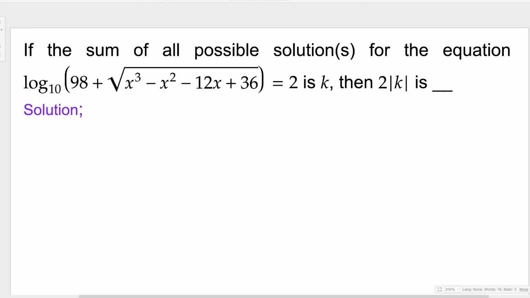So consider this given problem statement. This is the given equation: log base 10 of the quantity 98 plus the square root of this particular quantity is equal to 0. If the sum of all possible solutions for this equation is k, then we need to find the product of 2 and the absolute value of k.